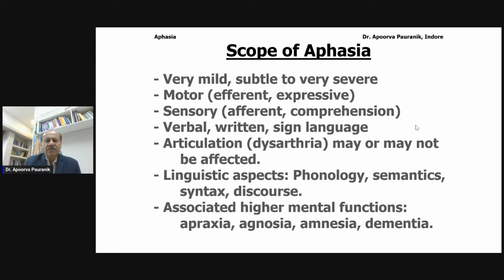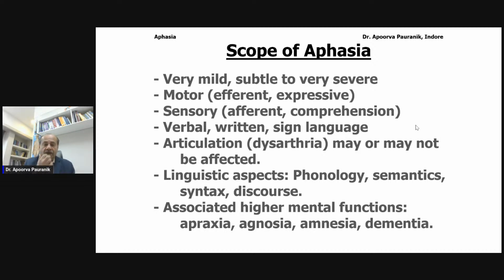By motor and sensory, we mean that a person with a speech disorder may have more problem in expressing, the efferent part. And by sensory, we mean more problem with afferent or comprehension. The language disorders can pertain to the verbal domain, the written domain, sign language, or any combination. Articulation, the pronunciation, when it is affected is called dysarthria, which may or may not be present.